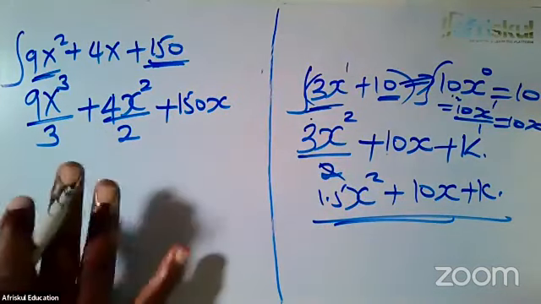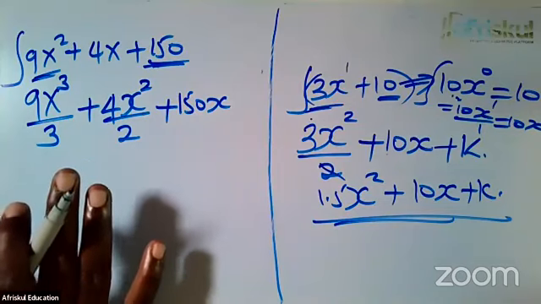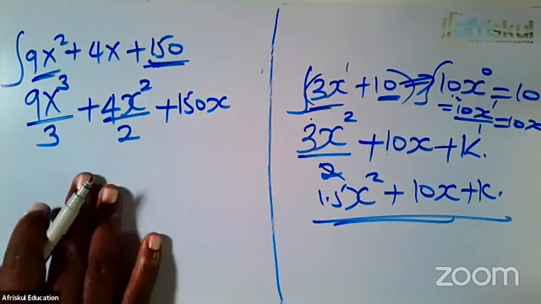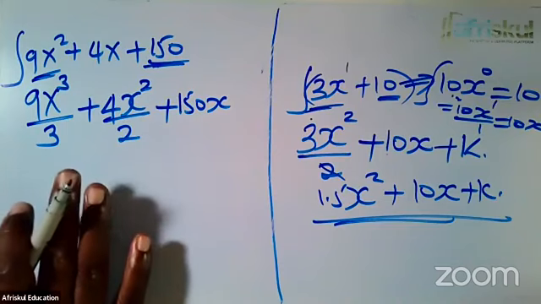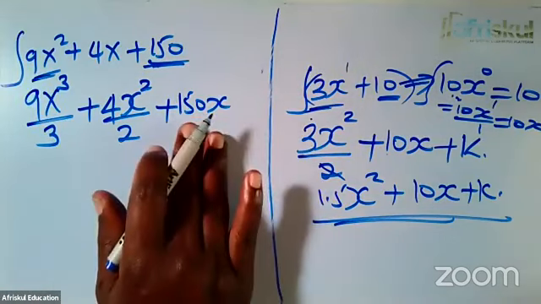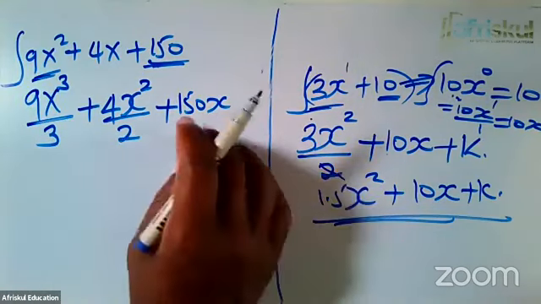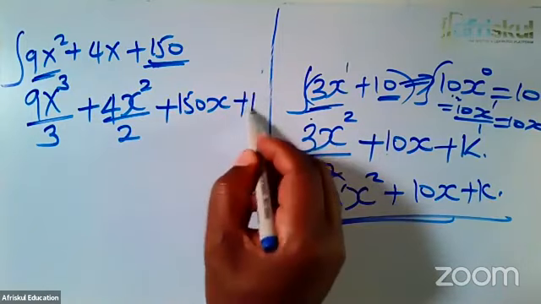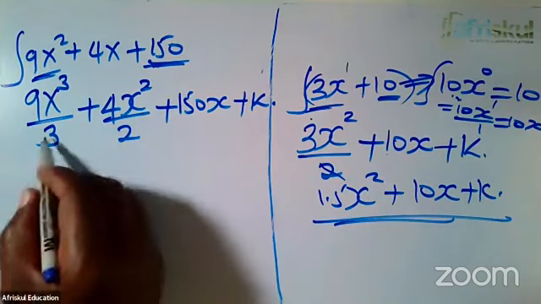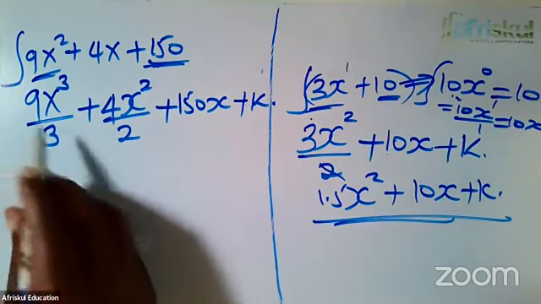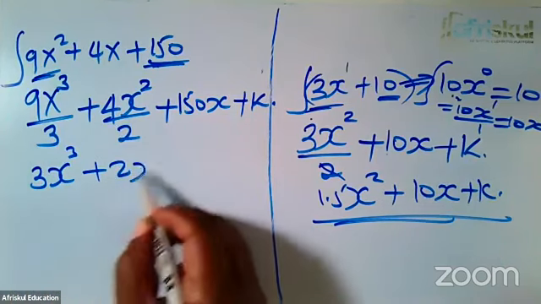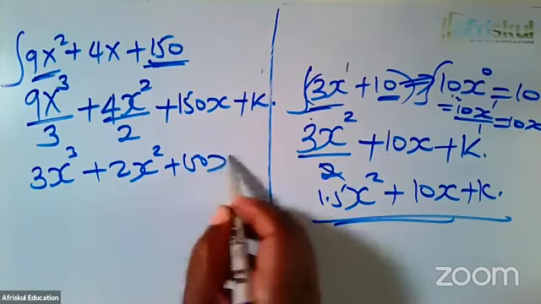It never disappears. That concept of constants disappearing is only applicable whenever you are doing differentiation. So here there is nothing that disappears. Whenever you see a constant, always add the variable to that constant. And then at the end of the day, don't forget to add the k. So ultimately, the 3 cancels out, leaving us with 3x raised to power 3, plus 2x squared, plus 150x, plus k.